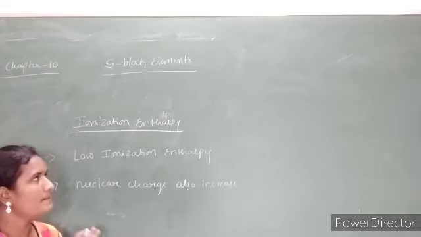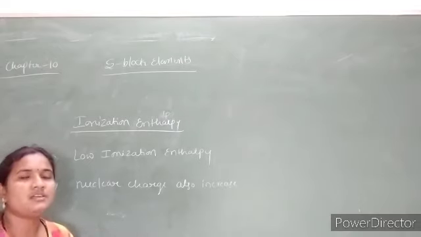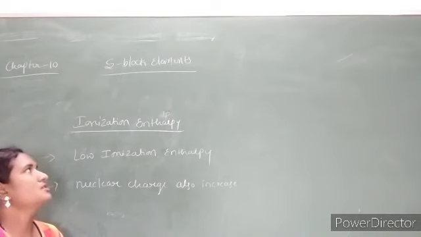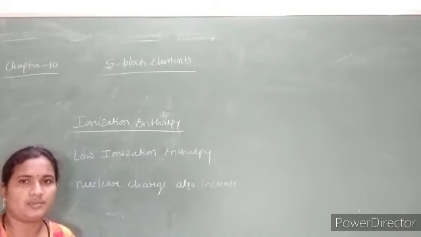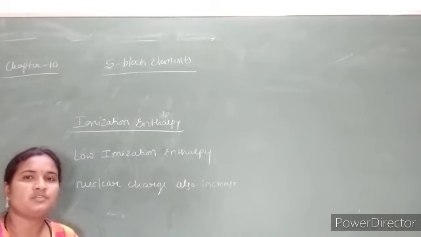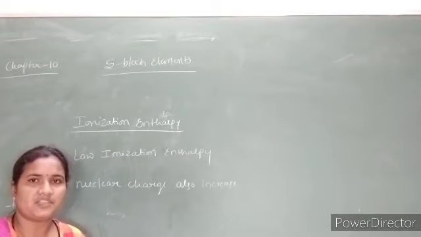So these are the properties of alkali metals: atomic and ionic radii, electronic configuration, hydration enthalpy and ionization enthalpy. In the next video we will discuss further. Thank you.